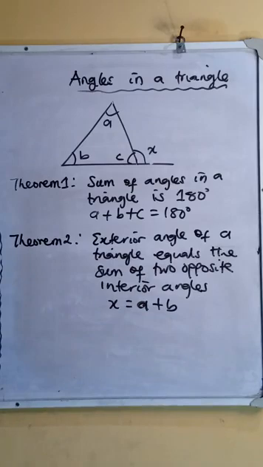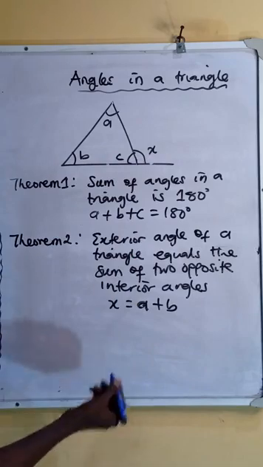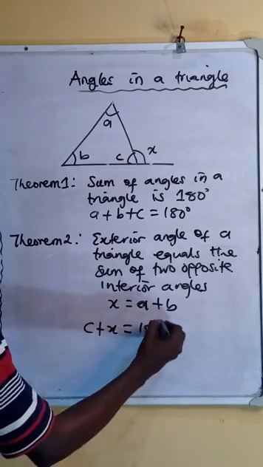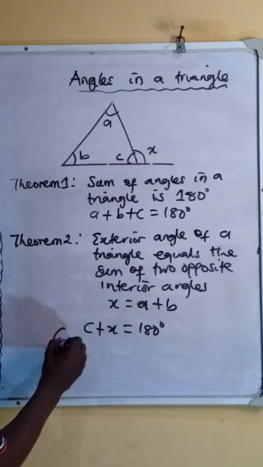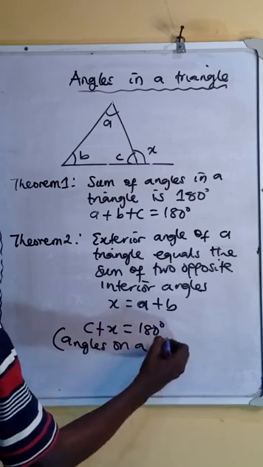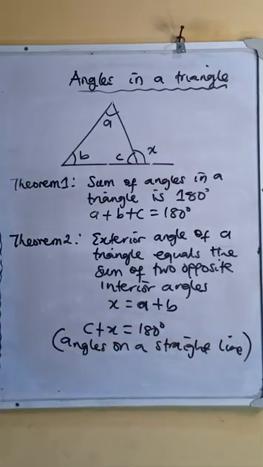But there's something I do not want you to forget. Do not forget that C and X are on a straight line. So since C and X are on a straight line, you also have that C plus X equals 180 degrees. That is angles on a straight line. So with these two theorems, you can solve any kind of problem that has to do with triangles.